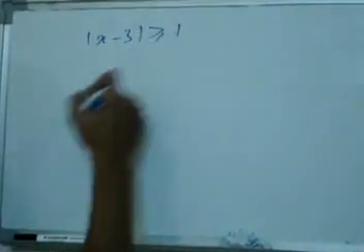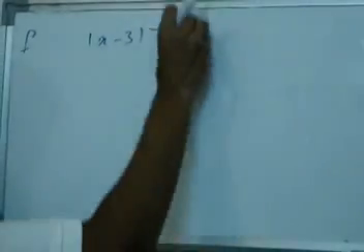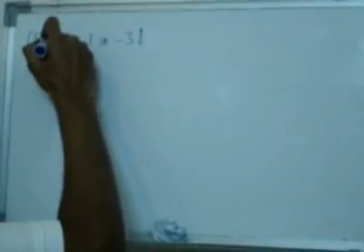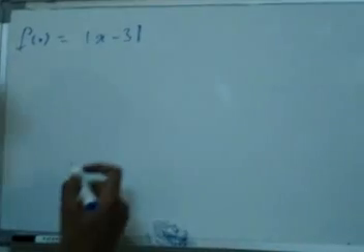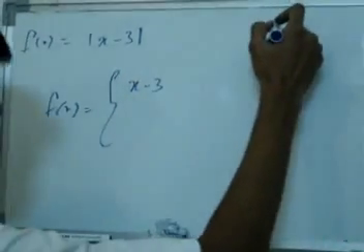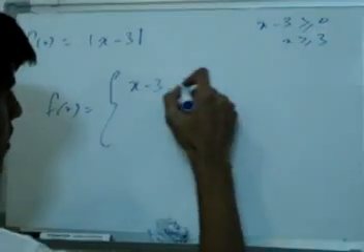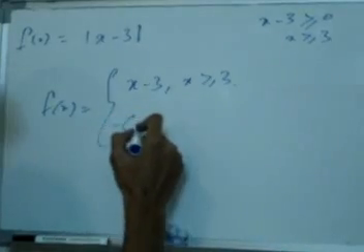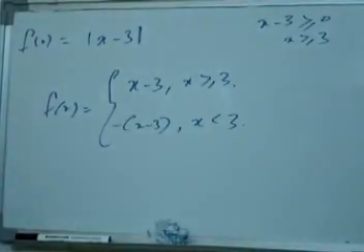Another example. We need to see whether this function is continuous or not. So we should actually define this function for its entire domain. I could split this as x minus 3 when x is greater than or equal to 3, and minus of x minus 3 when x is less than 3. So this is the function.